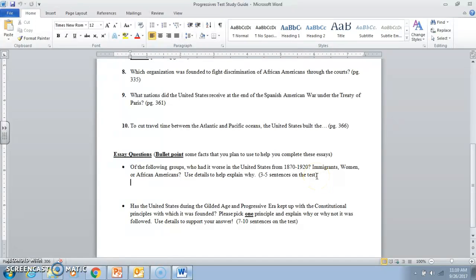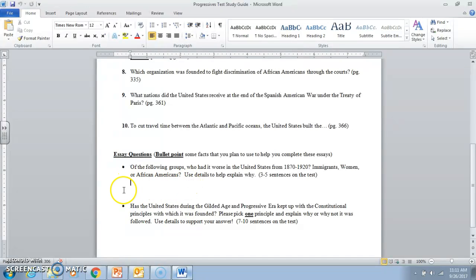If you have some brief points, outline, bullet point, do whatever you've got to do to make sure you come prepared for the test. Pretty much what you can do is bullet point, select the group, say maybe I'll do immigrants. So bullet point immigrants, and then bullet point maybe two or three other ways afterwards, what information you're going to use to support that conclusion, that immigrants had it worse in the United States compared to the other two. If you want to use African Americans, awesome.